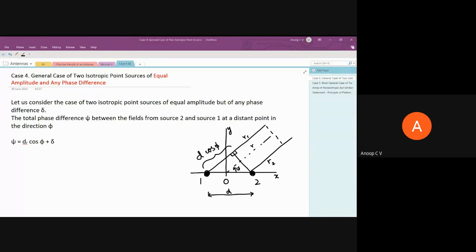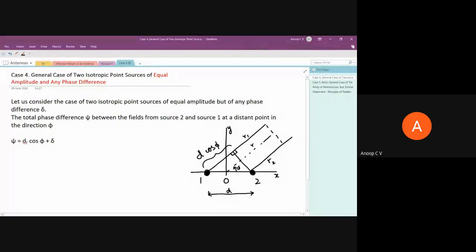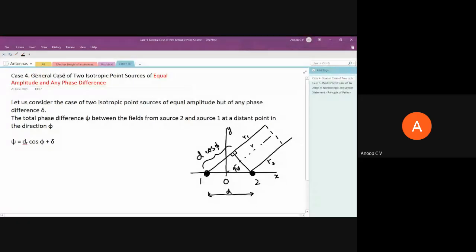Case 1 was an array of two isotropic point sources with same amplitude and phase. Case 2 was same amplitude but opposite phase, and case 3 was same amplitude and phase quadrature. So case 4 we can consider as the general case of all other cases. It is the most general case.